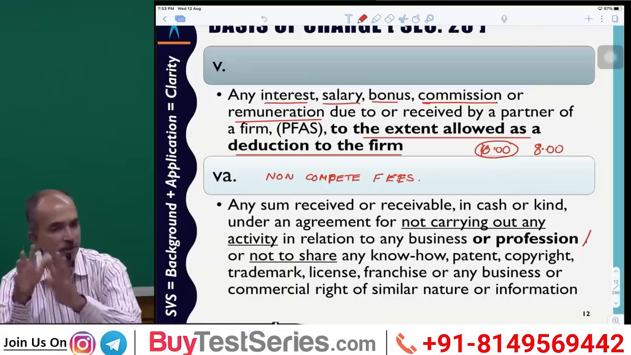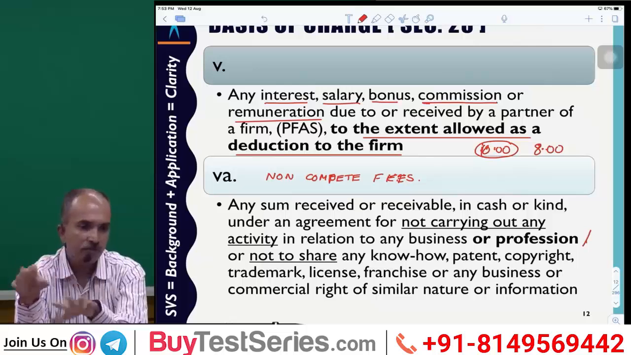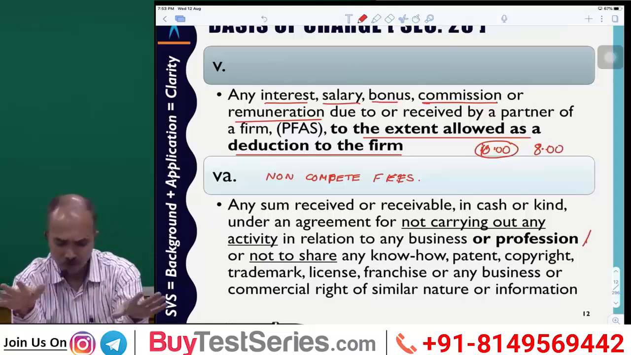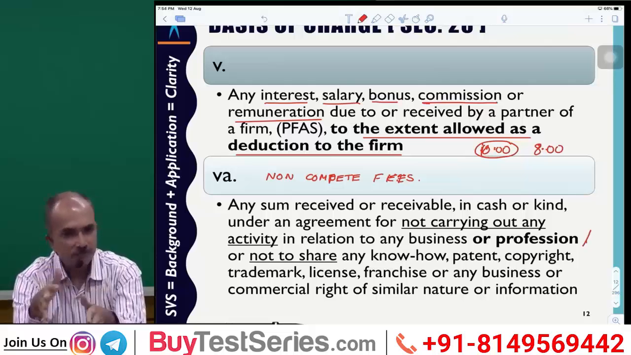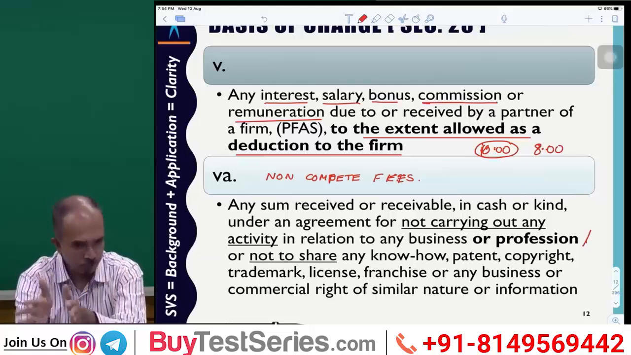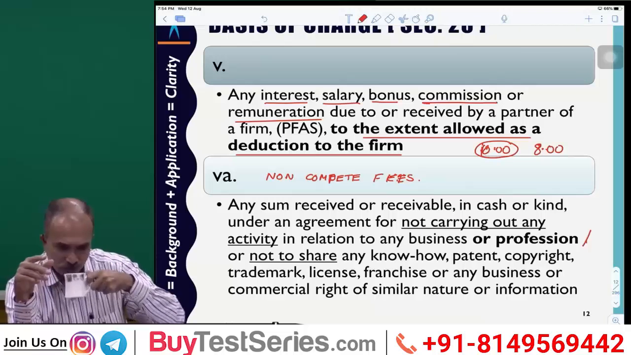For 10 years you do not share it; after that you can give it, but for 10 years in India we will have a monopoly. Fine, no problem. This is also non-compete fees. Will it be taxable? Yes, under which head? Business profession. Taxable under the category of business profession.